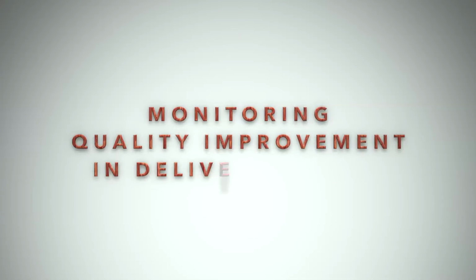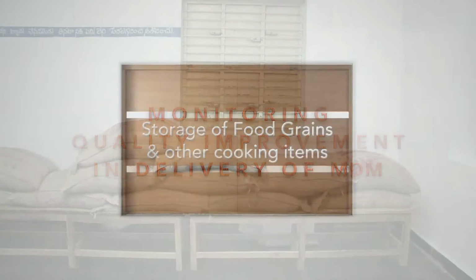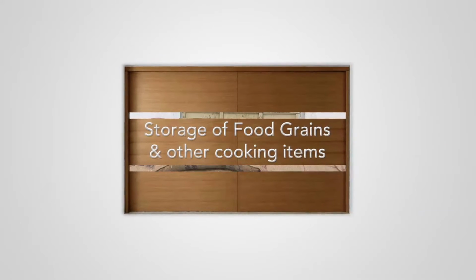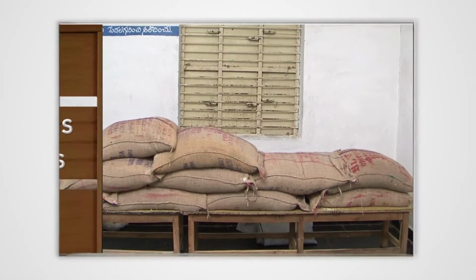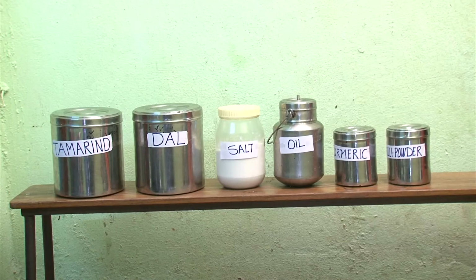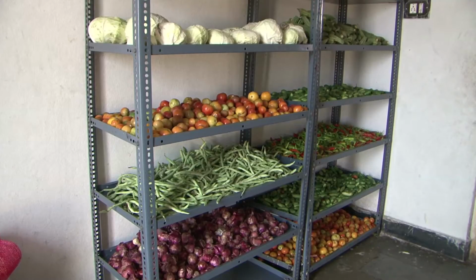Monitoring quality improvement in delivery of MDM. Storage of food grains and other cooking items. Proper storage of food grains and other items should be ensured in the kitchen stores.